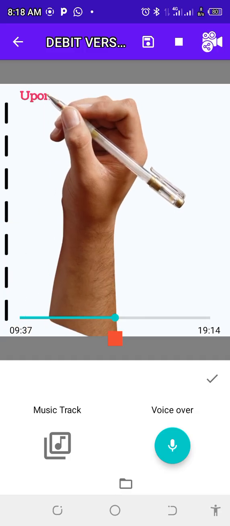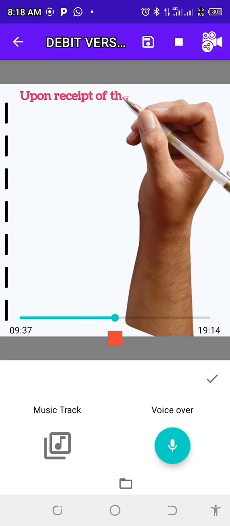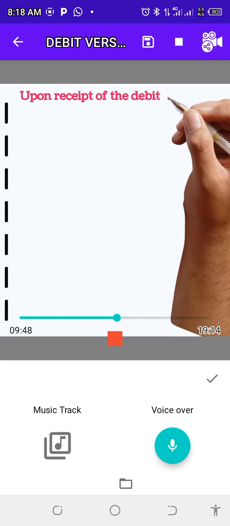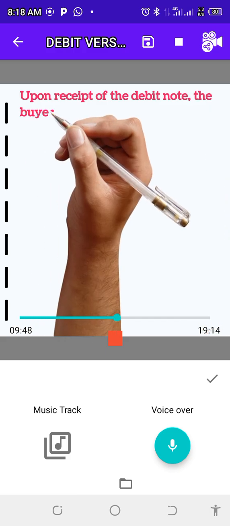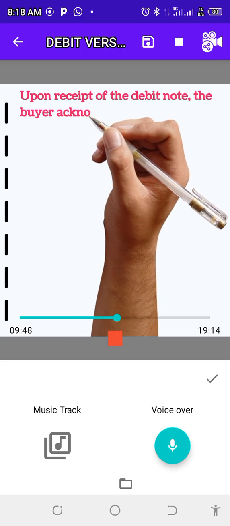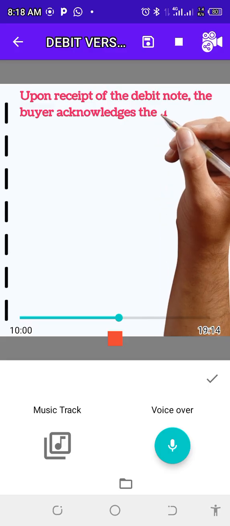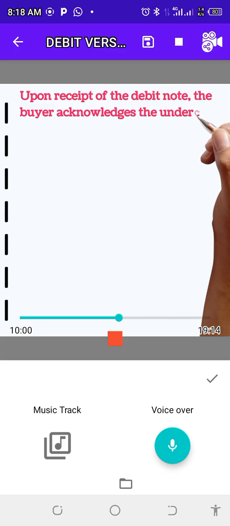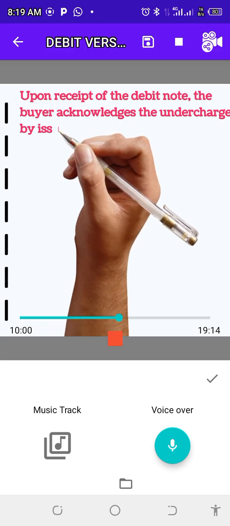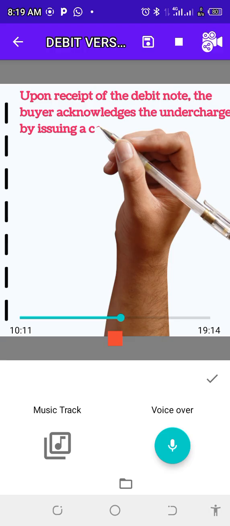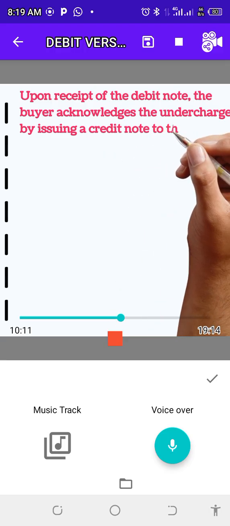A debit note may come in form of a formal complaint, even without writing, and the respondent will now respond with a credit note. Upon receipt of the debit note, the buyer acknowledges the undercharge by issuing a credit note to the seller, the result of which will increase the amount the buyer will pay to the seller.